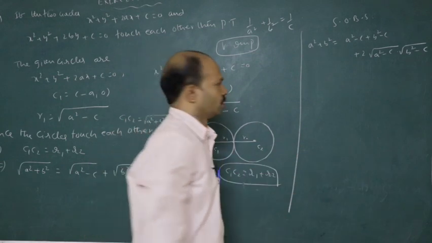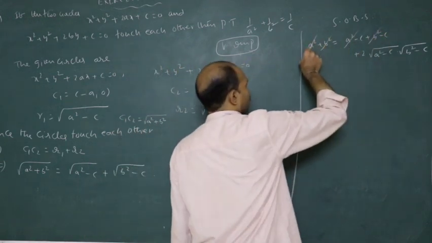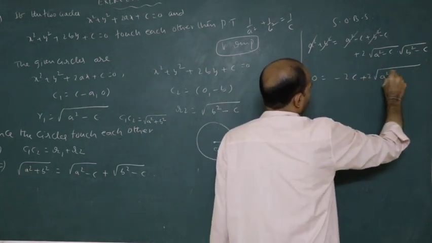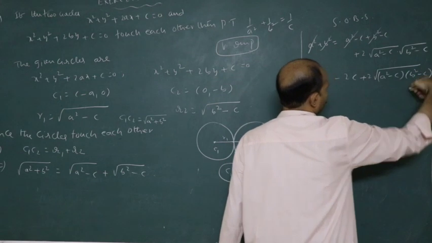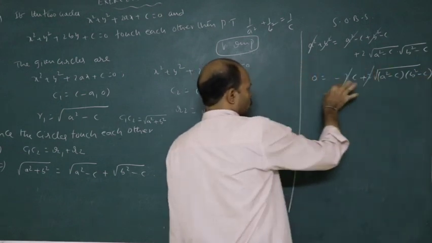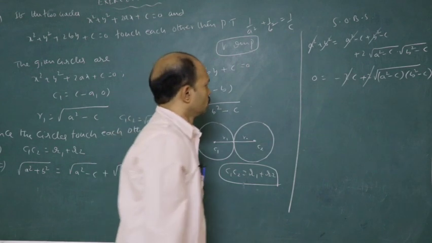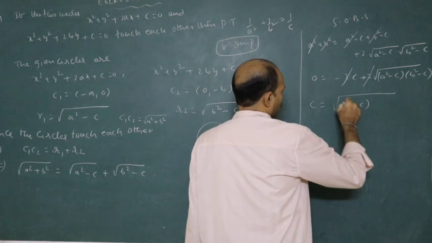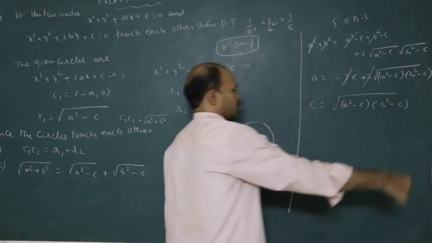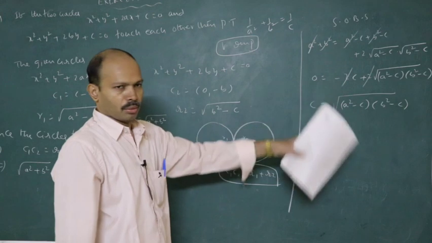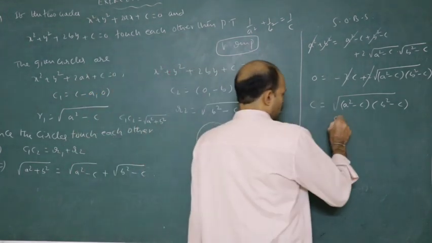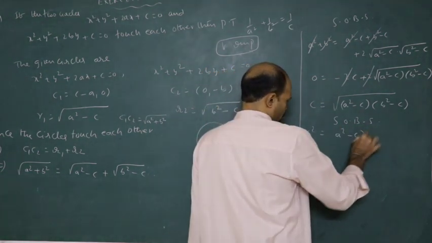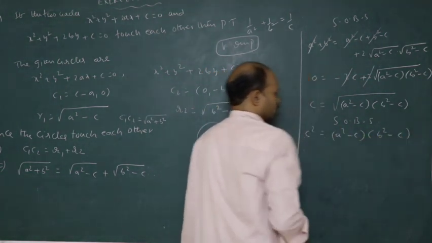See, some cancellation follows. A square, b square cancel. 0 is equal to minus 2c plus 2 into root of, writing into a single square root. The 2 and 2 cancel. Taking c to the left, c is equal to under root of a square minus c, b square minus c. Do again eliminating the square root by squaring. Squaring on both sides: c square is equal to a square minus c, b square minus c.